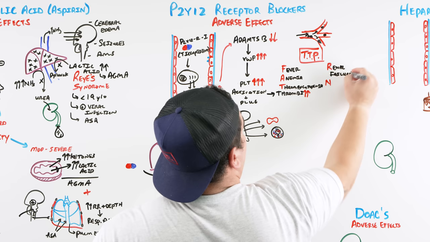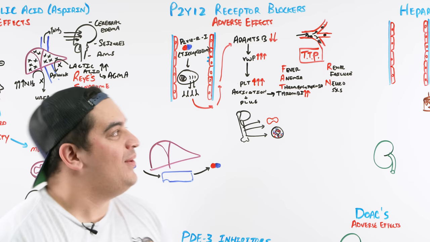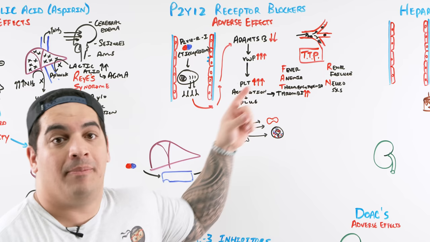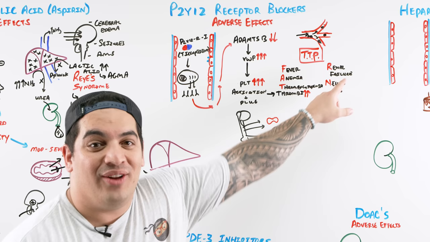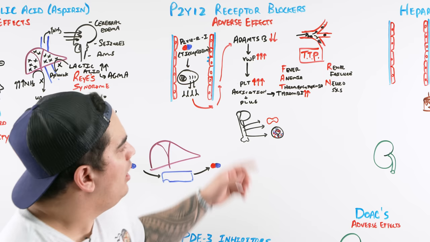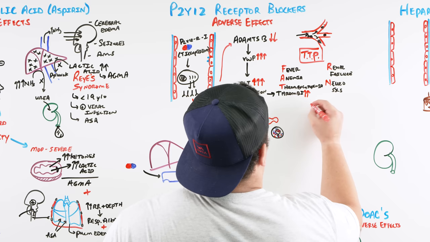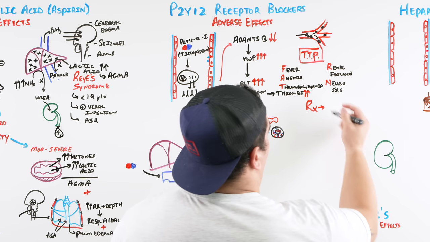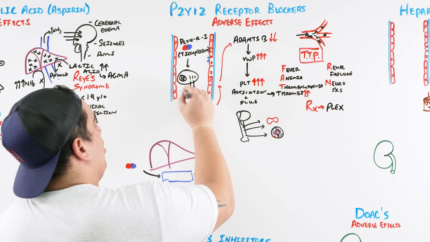This is a really, really important concept, okay? So if a patient is taking a P2Y12 receptor blocker, and all of a sudden they develop thrombocytopenia with associated fever, anemia, renal failure, and some type of neurological symptoms such as altered mental status, strokes, things to that effect, they could potentially have TTP because of that drug. Think about that. Oftentimes we treat these patients with what's called PLEX, plasma exchange. We basically clean their blood and get rid of the P2Y12 receptor inhibitor and get rid of these autoantibodies that are really the problem, okay?